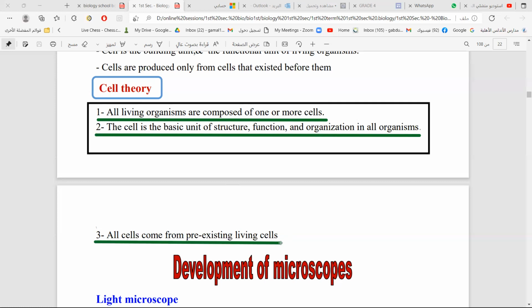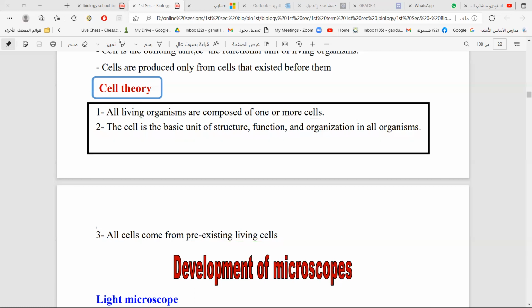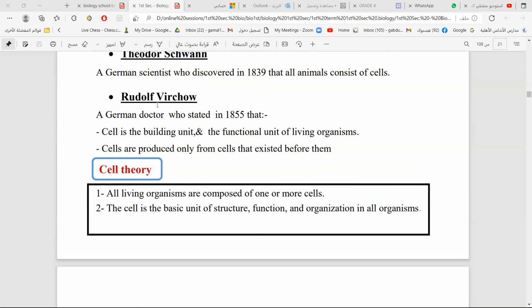And finally, basic number three, all cells come from pre-existing living cells. This is the basics of the cell theory. You have to remember very well. Basic number one, all living organisms are composed of one or more cells. The cell is a basic structure and function unit of all living organisms. All cells come from pre-existing cells. This was the cell theory made by Virchow.